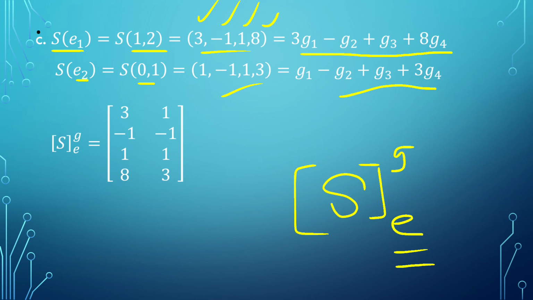So this is linear algebra. Now we have said these solutions, the outputs, create columns. So this one is 3, -1, 1, 8, and the other one is 1, -1, 1, 3, and this is actually a matrix.